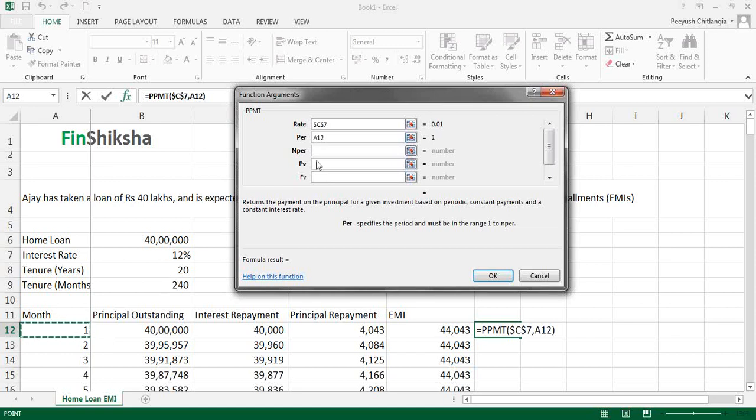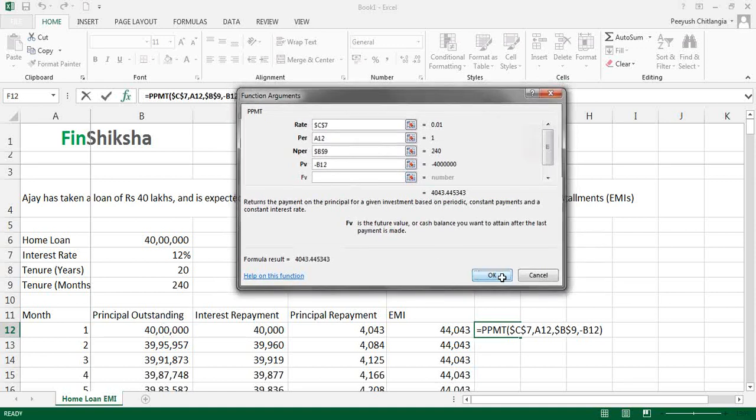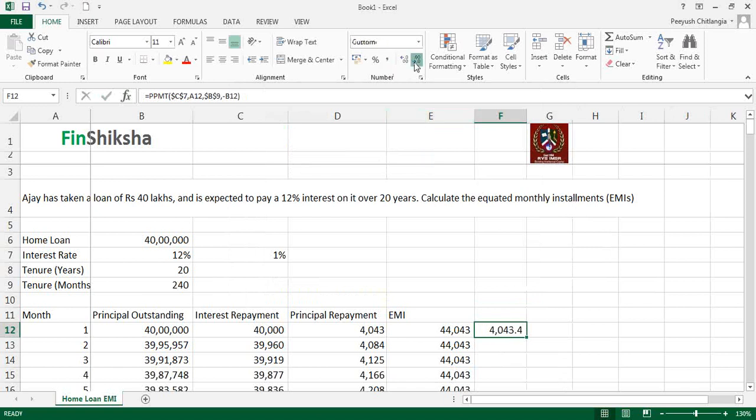Once you link this period, what is the number of periods? That's frozen to 240. What is the present value in this case? Now remember, the present value in this case will also keep changing because that's the principal outstanding at the beginning of the month, correct? So that's the present value. There is no future value. That's going to be 0. We can leave it blank. And when you close the bracket, you find that the EMI calculated, the principal calculated is the same as what we saw here. This cell and this cell give you the same principal calculation, correct? So that's the PPMT calculation.